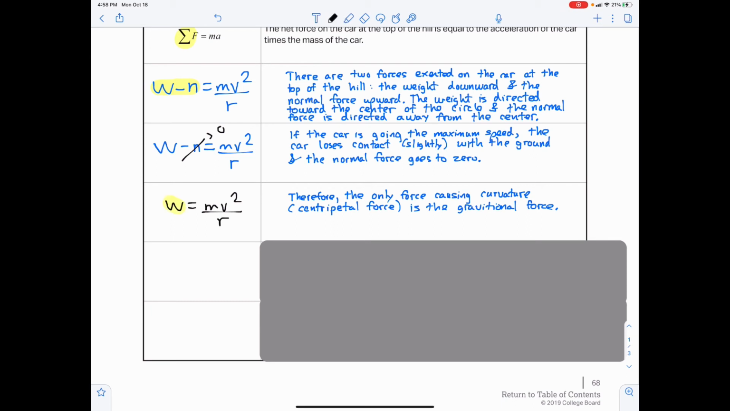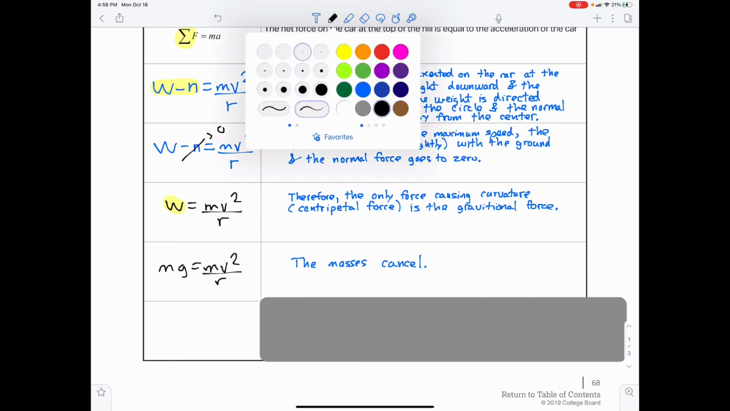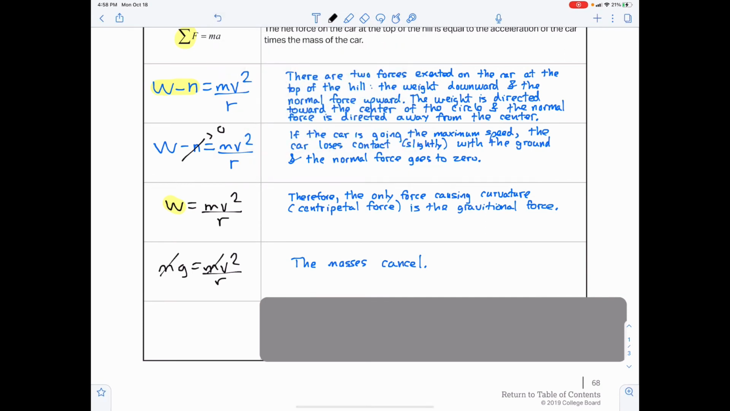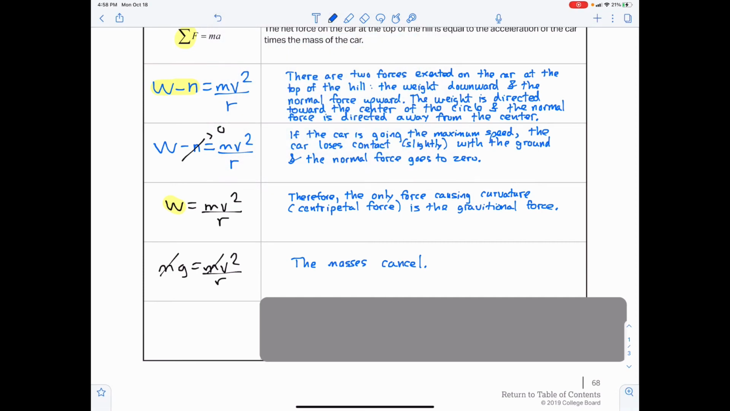We're going to rewrite the weight as mg, and the masses cancel. Last step, we're going to solve for v. Multiply both sides by r, and then square root.